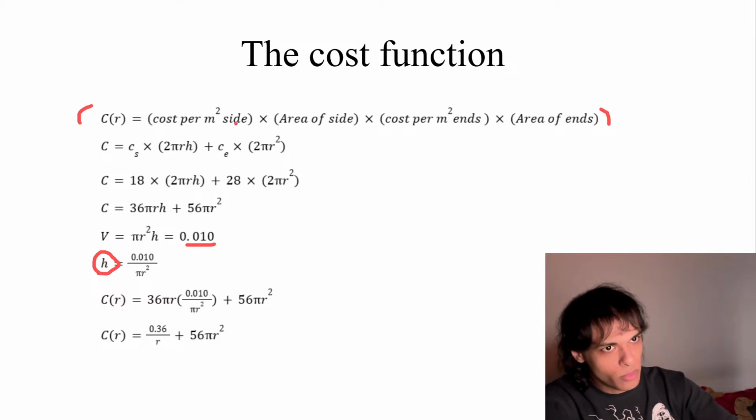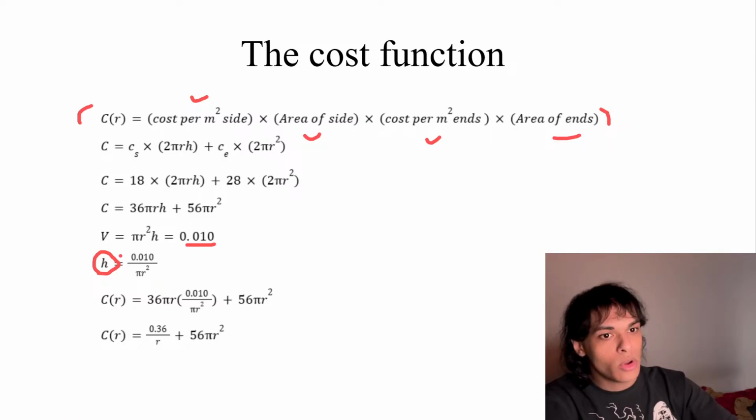So we have the cost per meter squared for the side times the area of the side, plus the cost per meter squared of the end caps times the area of the ends. So we need to know the cost per meter squared for the end caps and for the side, and we need to know the area of the side and the area of the ends. We already know the area of the ends, and we already found the h, so we're going to use the h to find the area of the side.